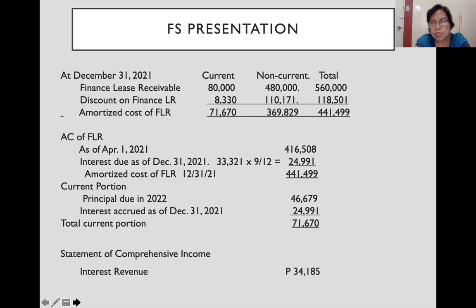Therefore, in our illustration just concluded, that 80,000, whether it is guaranteed residual value or unguaranteed residual value or bargain purchase option, this will have to be included in the finance lease receivable at gross, and its present value will be included in the amortized cost of finance lease receivable.